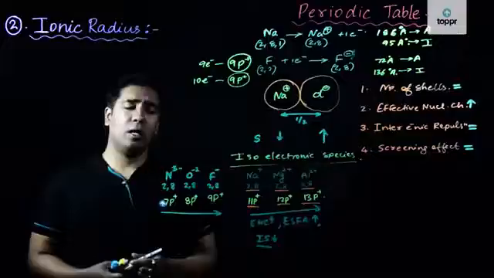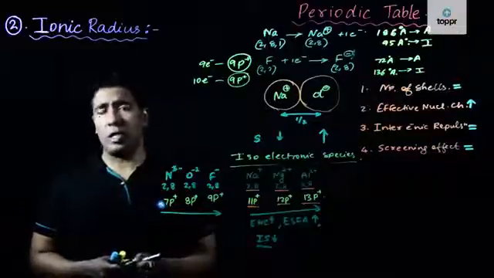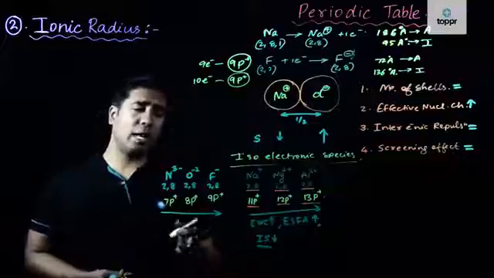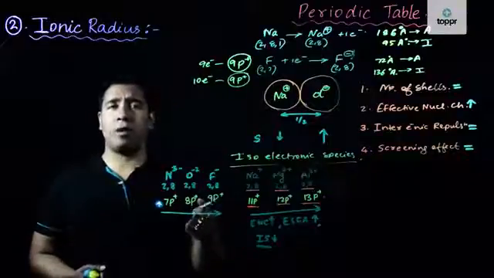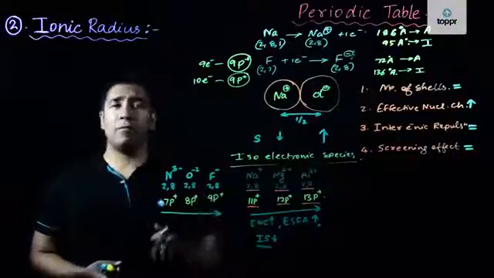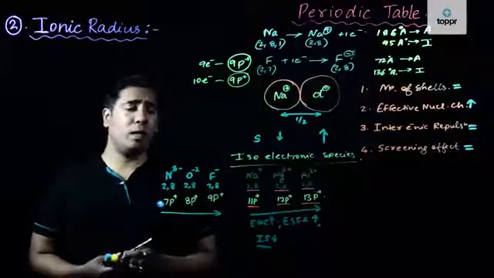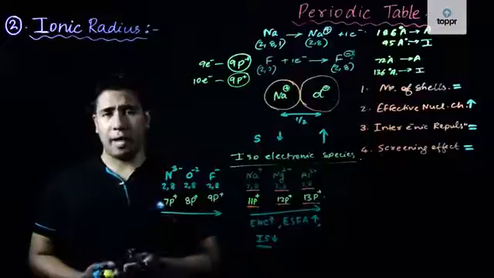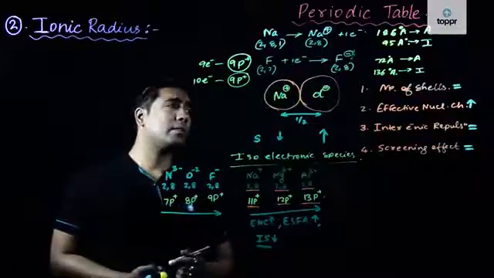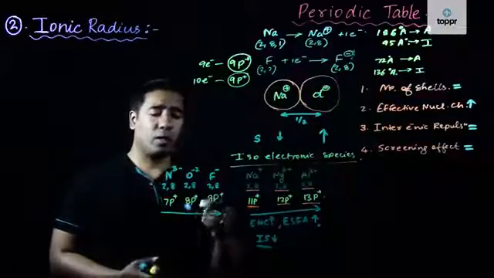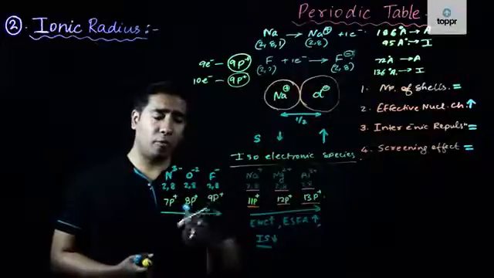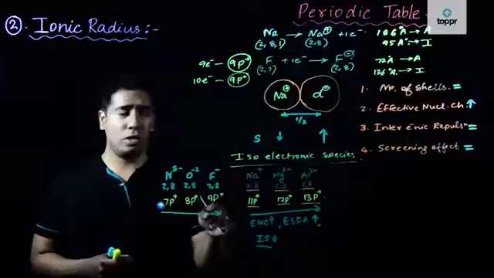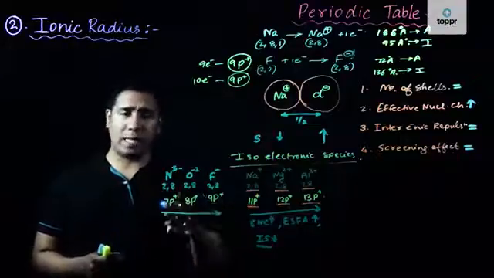Therefore, the only factor which will now play a role is the effective nuclear charge. Hence, in this case, if we consider the effective nuclear charge, that is the number of protons relative to the total number of electrons, we can see that in the case of fluoride ion, the effective nuclear charge will be much more than in the case of nitride ion. Let us see what happens as we go from left to right.